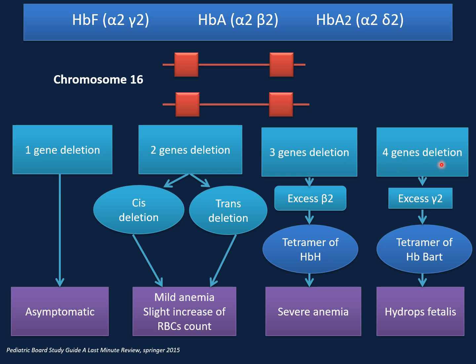The next one is 4 gene deletion, so there are no genes to produce alpha 2. So this will present early because there is no alpha 2 to make hemoglobin F. So the gamma 2 will combine with another gamma 2 and make gamma 4, and this gamma 4 will be known as hemoglobin Bart. This hemoglobin Bart, or this gamma 4, will cause destruction of the hemoglobin F in utero and will present as hydrops fetalis.